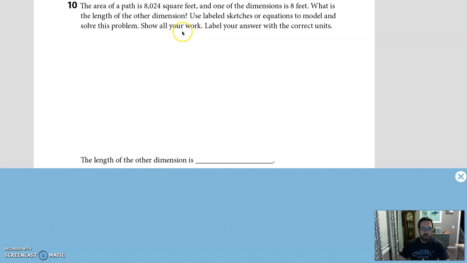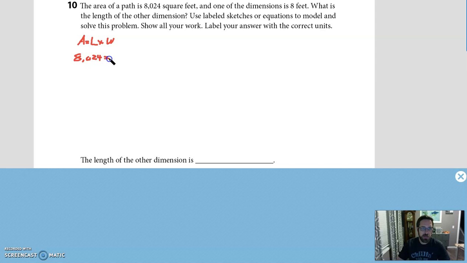The area of the path is 8,024 square feet, and one dimension is 8 feet. What is the length of the other dimension? Use labeled sketches or equation. So the area of a path, we know area equals length times width. So if we know that, we can plug in what we know. We know that the total area is 8,024.